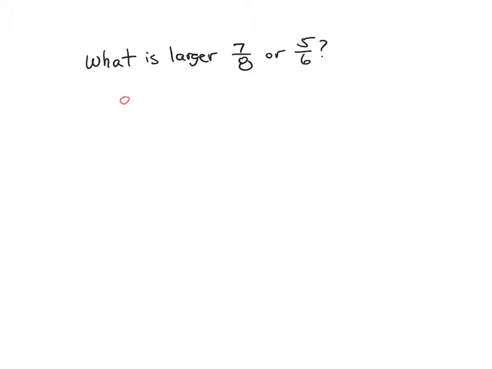So I'm going to go through and give the multiples of 8. 8, 16, 24, 32, 40. I'll stop there. The multiples of 6: 6, 12, 18, 24. Oh, I see right now that I do have a common multiple. My least common multiple is 24.